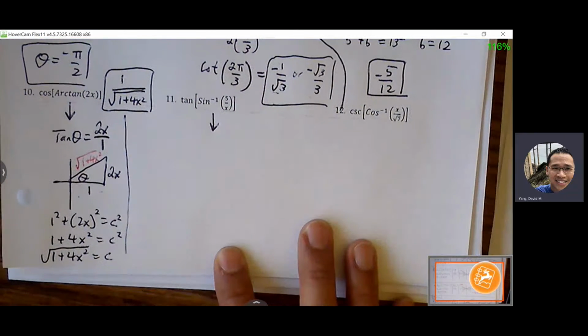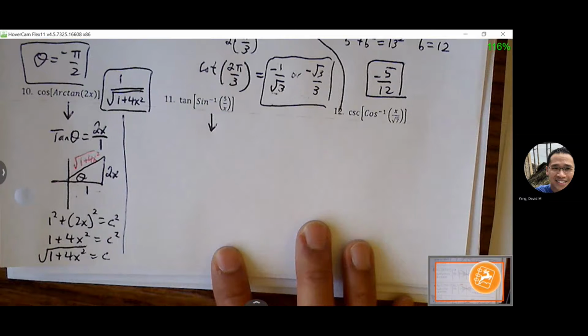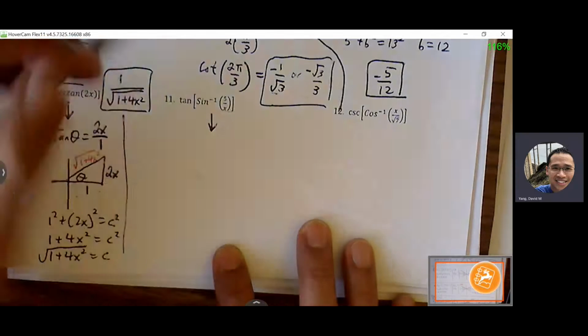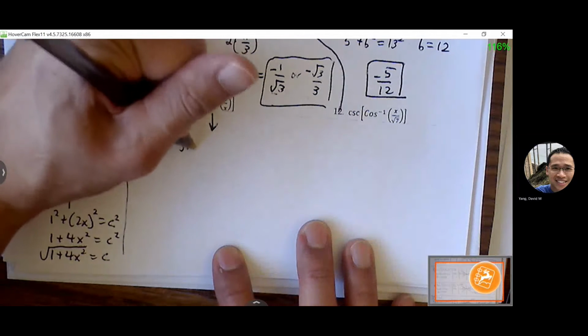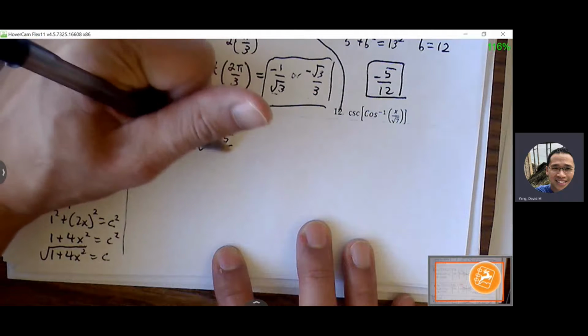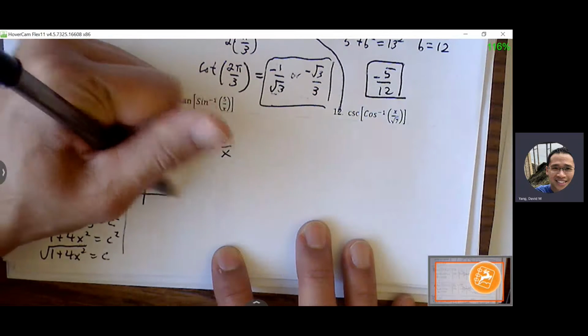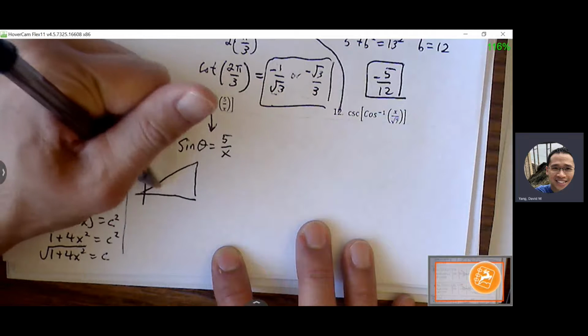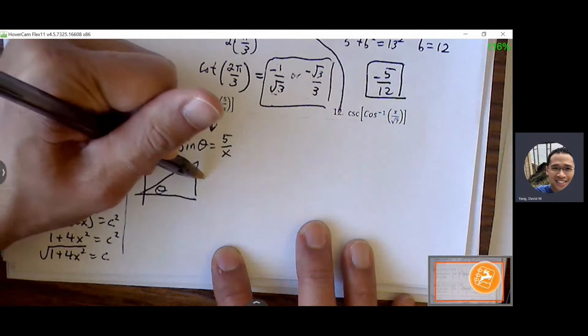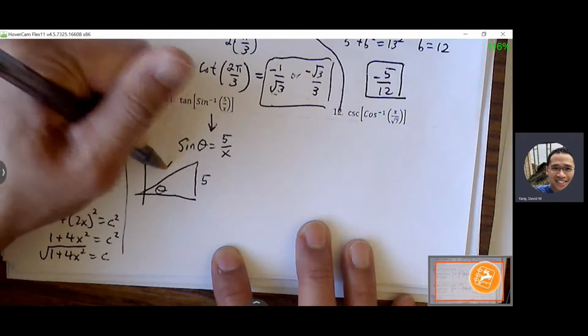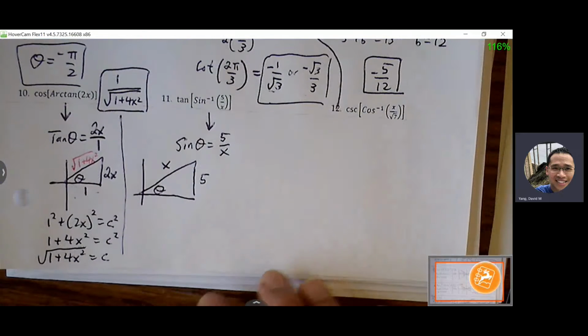Okay, questions with 10? Okay, let's draw a triangle here. Sine of theta is equal to 5 over x. Draw your triangle in the first quadrant. Opposite over hypotenuse. A squared plus b squared equals c squared.